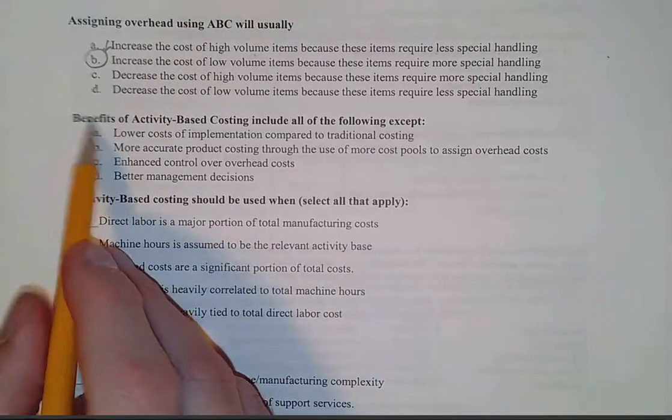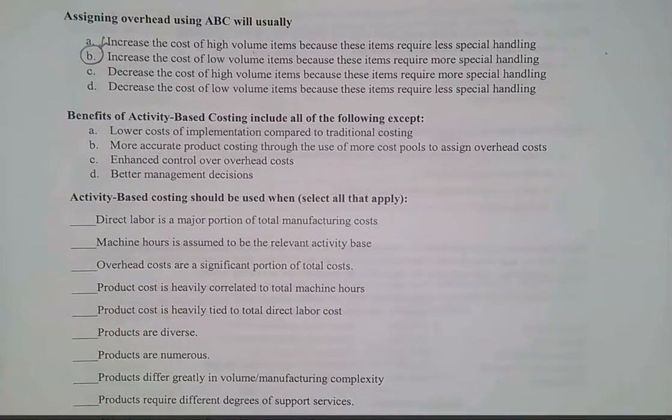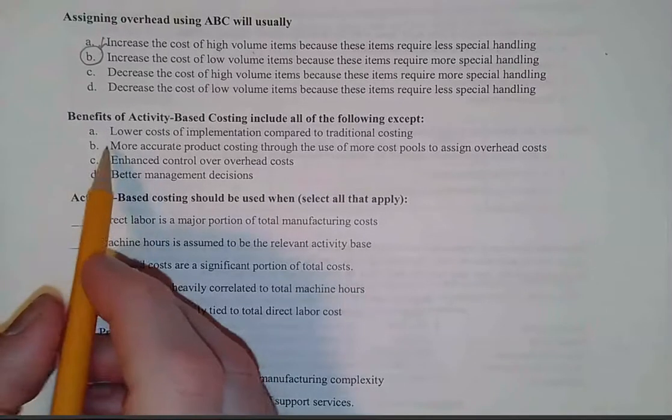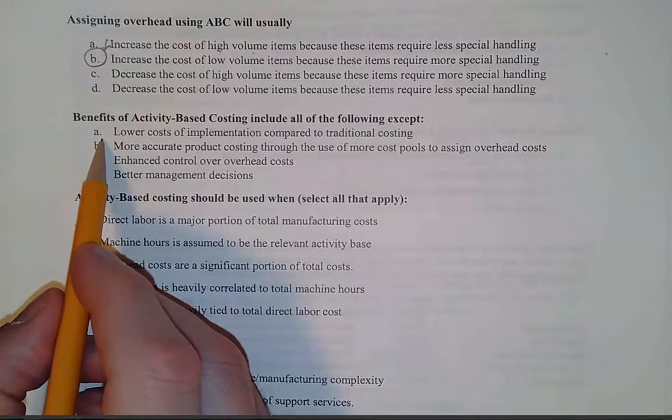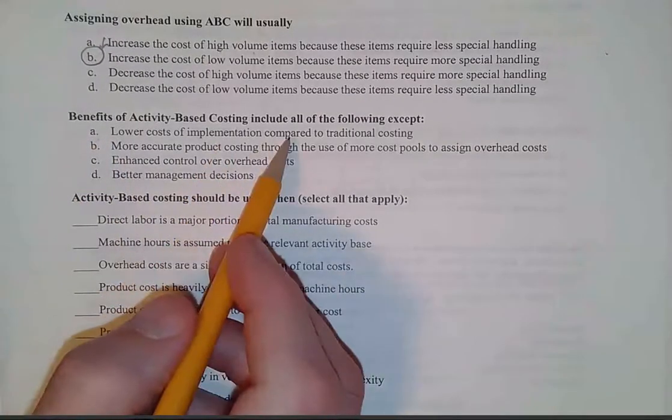This next question, let's see, what do they want? They say benefits of activity-based costing include all of the following except. So that means that 3 of these are going to be correct. And so it's just as important that you understand why the incorrect choices on a question like this are incorrect, because that means that those are qualities of activity-based costing. So let's look at choice A. It says lower costs of implementation compared to traditional costing.